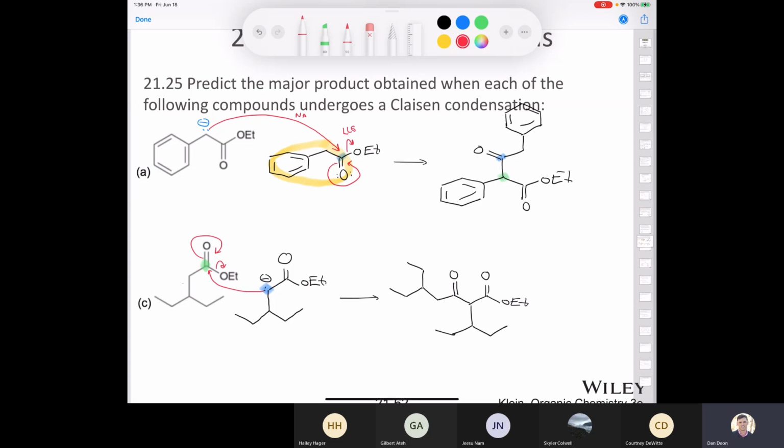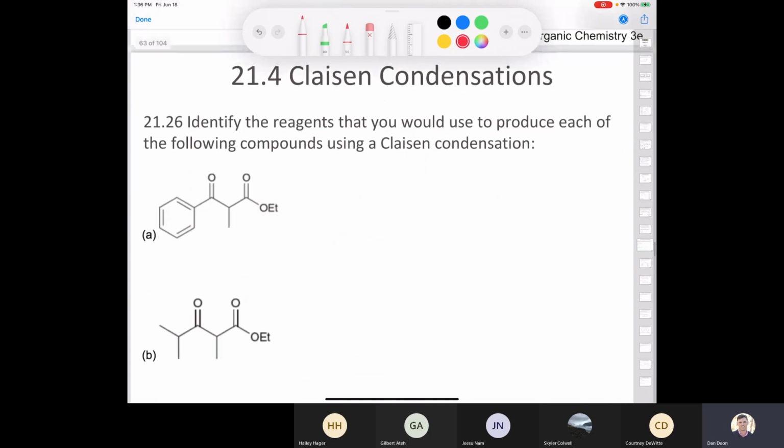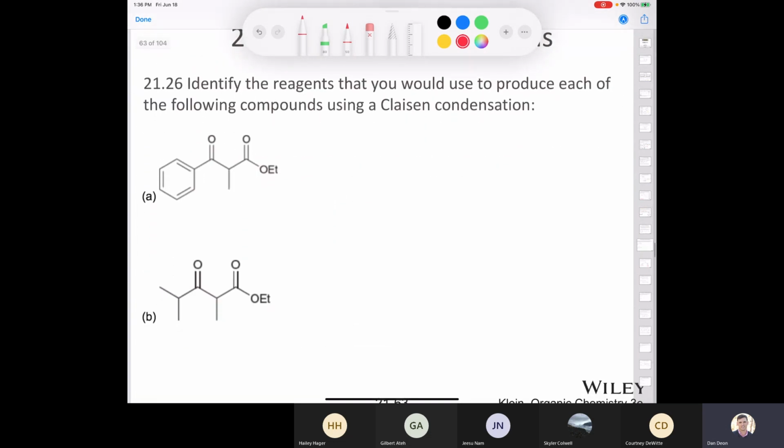So remember, when you do a Claisen condensation in a molecule that makes a cyclic beta-ketoester, that's the Dieckmann cyclization. So let's take a look at question 21.26. It says, identify the reagents that you would use to produce each of the following compounds using a Claisen condensation. And you can tell right away, just by looking at this molecule, even with limited experience in organic chemistry, that this is made from two different esters, isn't it?